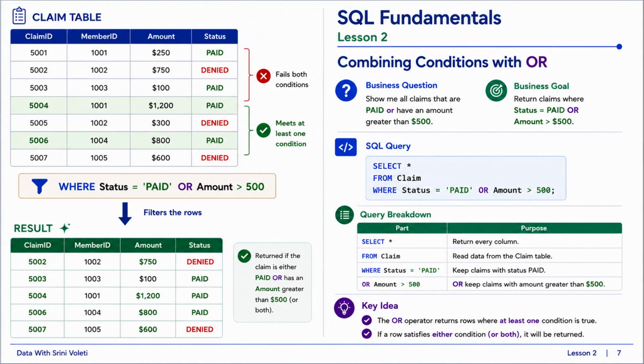Let us finish with today's key takeaway. Think of OR as giving SQL multiple ways to qualify. If a row satisfies the first condition, the second condition, or both, it appears in the result. Only rows that fail every condition are excluded. This is why queries using the OR operator typically return more rows than queries using the AND operator.